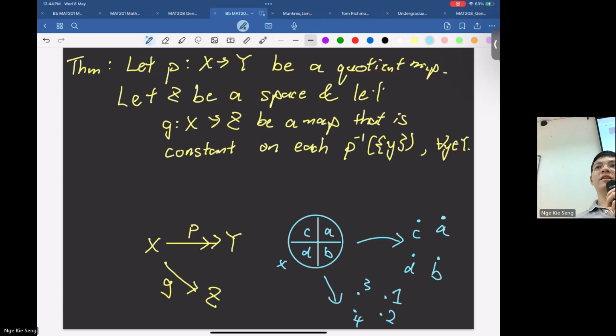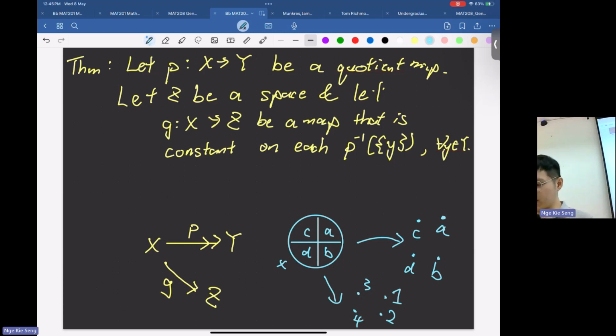Can. As long as you remain constant, can. You remain constant, that's fine. Yeah, you can send D to 1 also. Yeah, as long as within that region they are the same, they get sent to the same place. Yes, that's right. Yeah, you can do that.